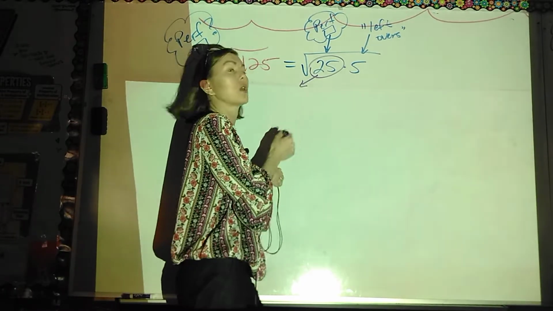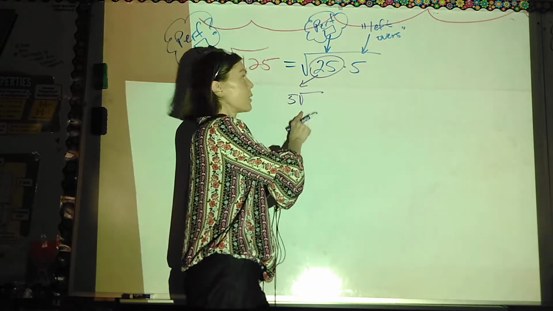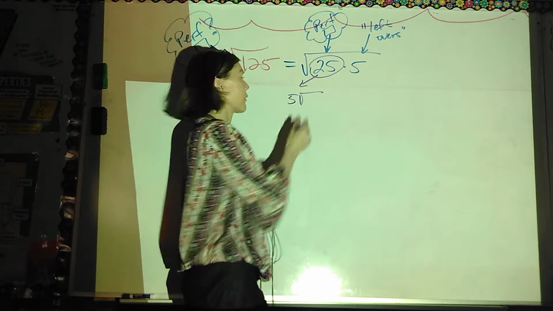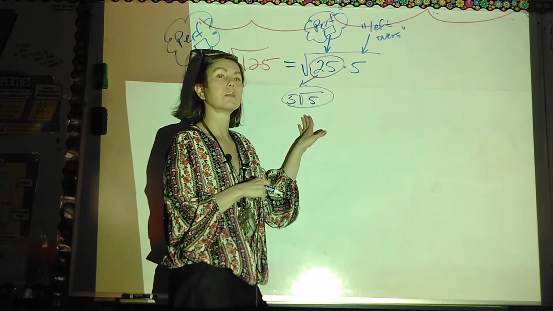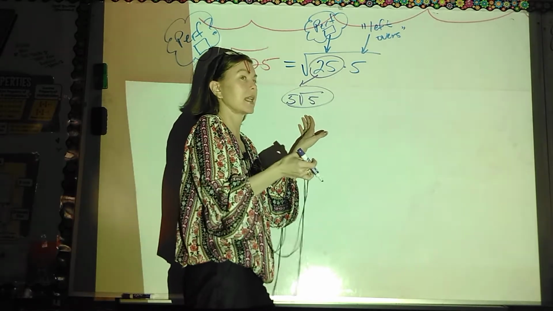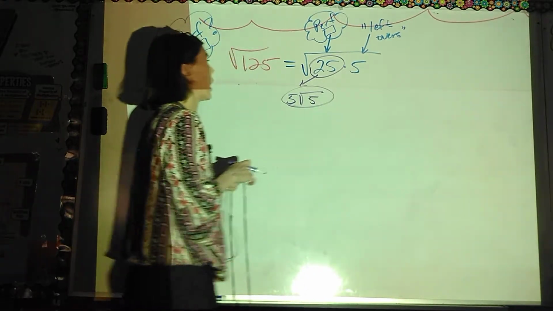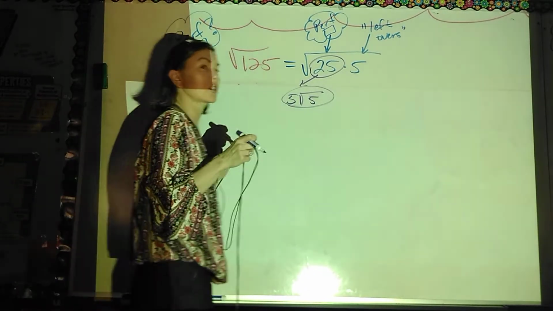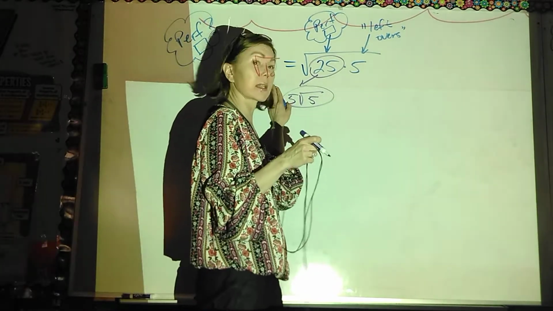So what's the square root of 25? 5. And then we draw our radical here. And what is still left over? 5. So you guys, this is your final answer. This is as simplified as you can get. Any questions about that? I want you to try it with radical 200. So let's get that down.